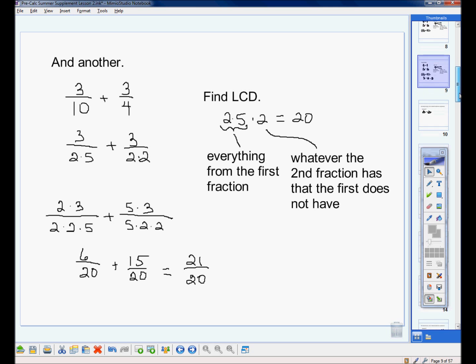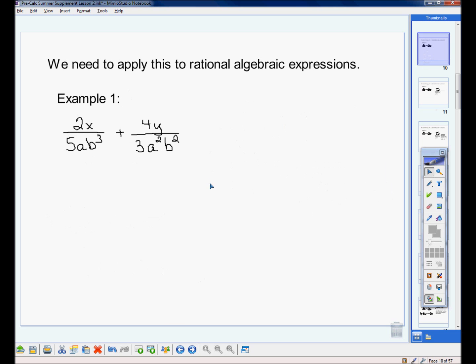All right, now that we've had a quick review of how to add regular fractions, let's move on to our rational expressions. All right, here's an example.